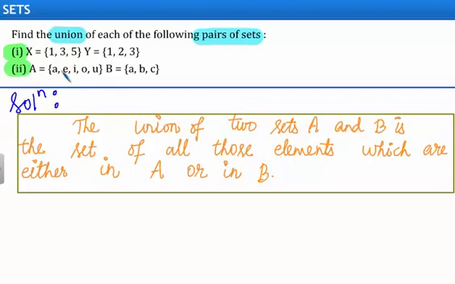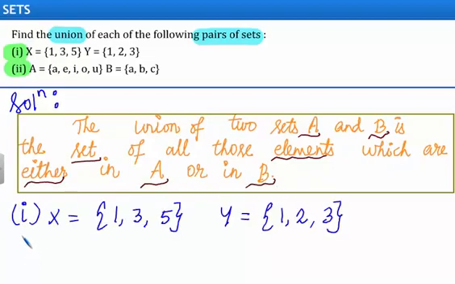Before finding the union of each of the following pair of sets, let us recall the definition of union of two sets. The union of two sets A and B is the set of all those elements which are either in A or in B.